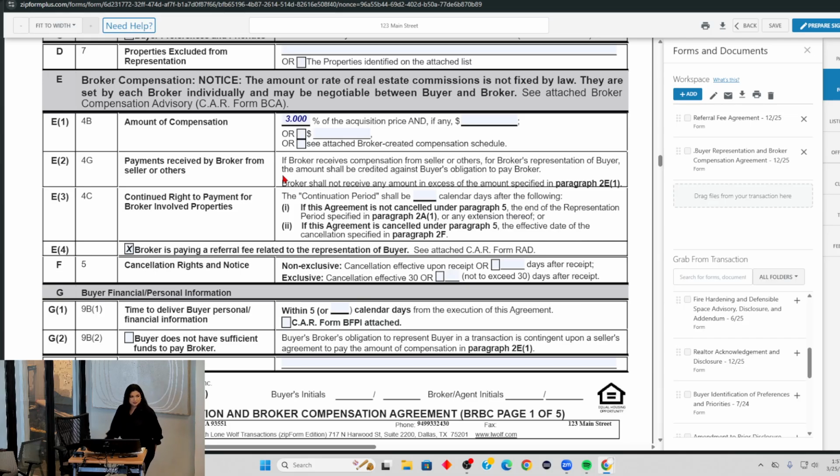Haven't had that push yet, but anyway, no, I'm just kidding. On the amount of compensation.